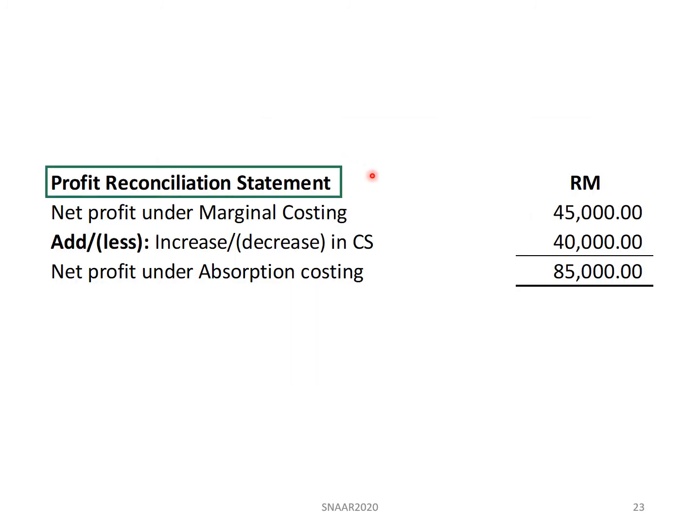So this one adalah untuk calculation kita, Shiny Enterprise tadi. Kita dah dapat net profit under marginal costing of 45,000, right? So kita akan add or less the increase or decrease in closing stock. So dia punya closing stock increase, right? Sebab opening is 0, closing is 10,000. So dia increase by 10,000 times dengan 4, which is the FOAR. So you dapat 40 here. Since dia increase, kita akan tambah. So 45 plus 40, you dapat 85. This one, 85 adalah the net profit under absorption costing. Okay.